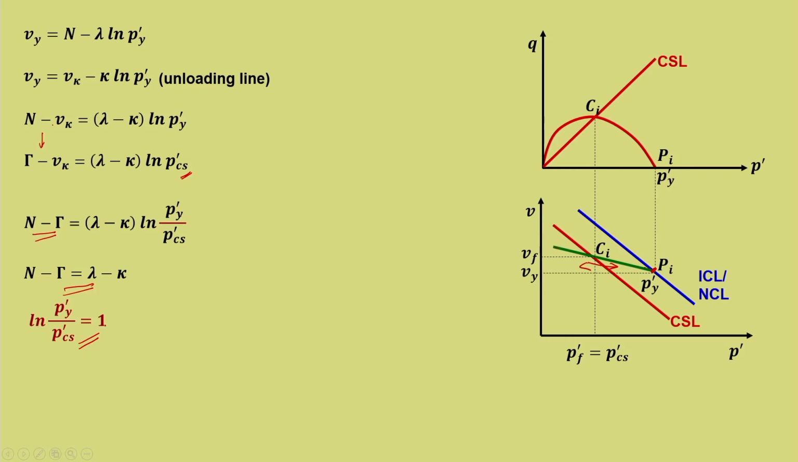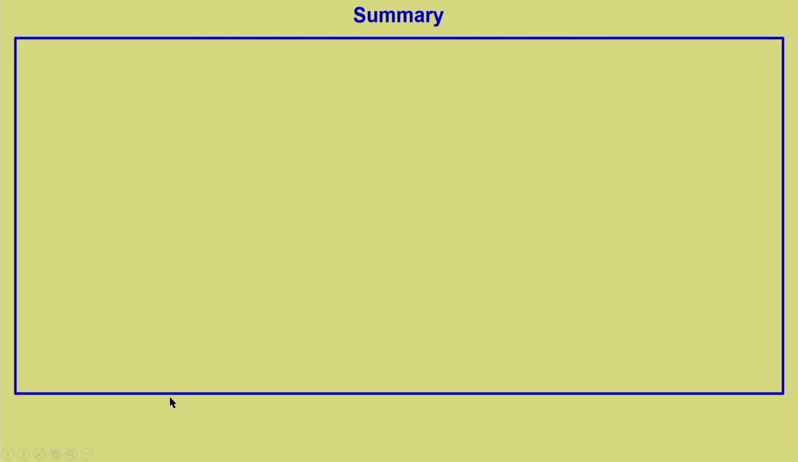This is where we started off, that this particular relation holds good. So, we have just now proved that this particular point and this particular point on the p' axis are related by the expression ln p' y upon p' cs equal to 1. That is the attribute of this yield curve, and hence p' y upon p' cs equal to 2.718. So, that is all some very basic information related to the critical state framework in the Cam-Clay model.